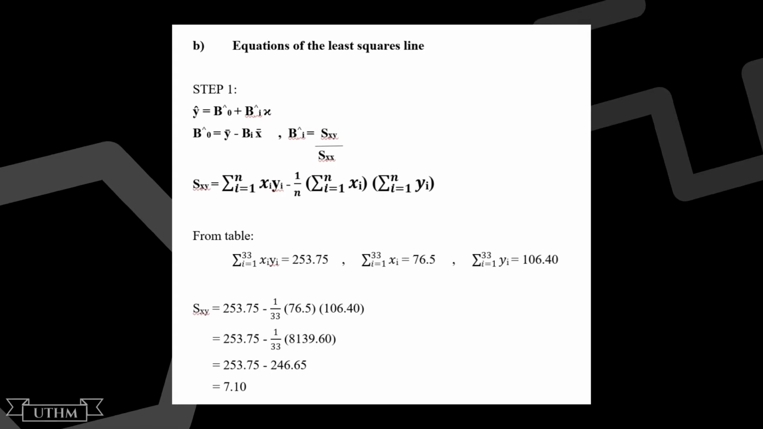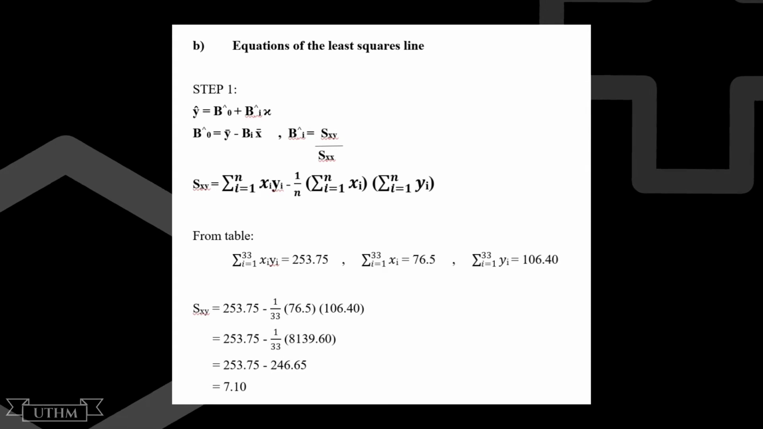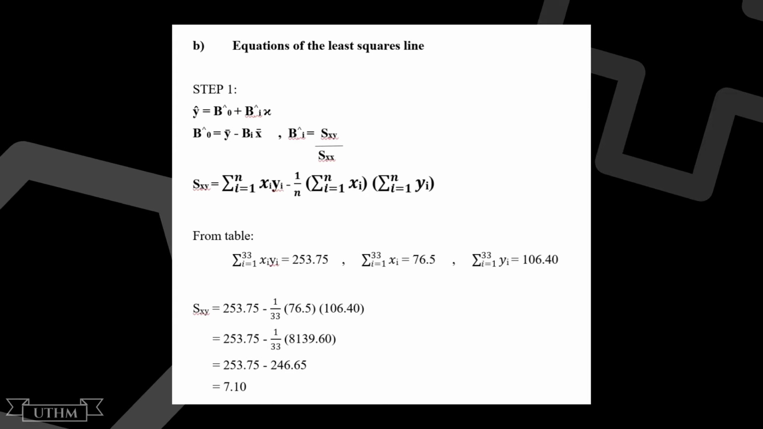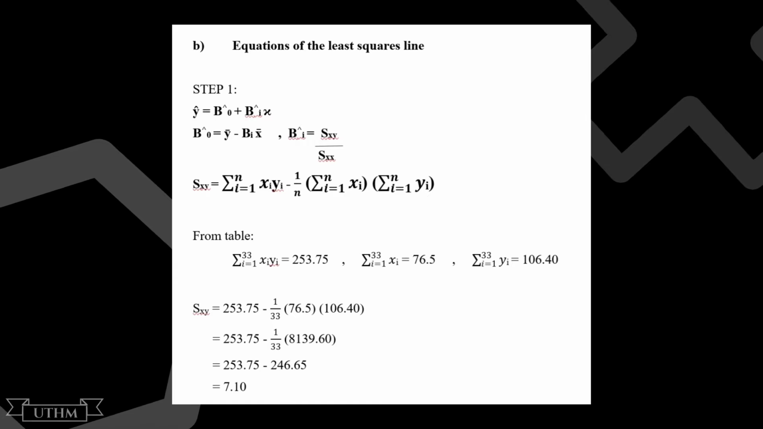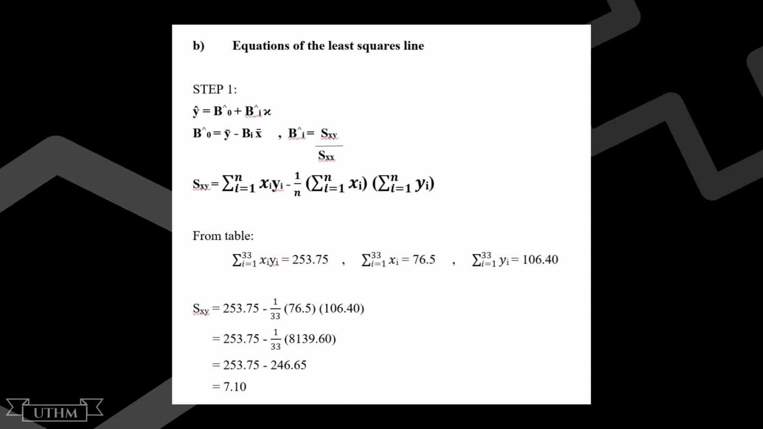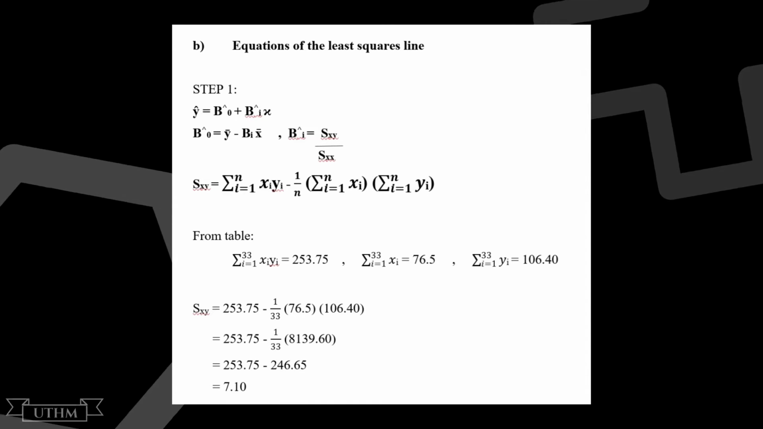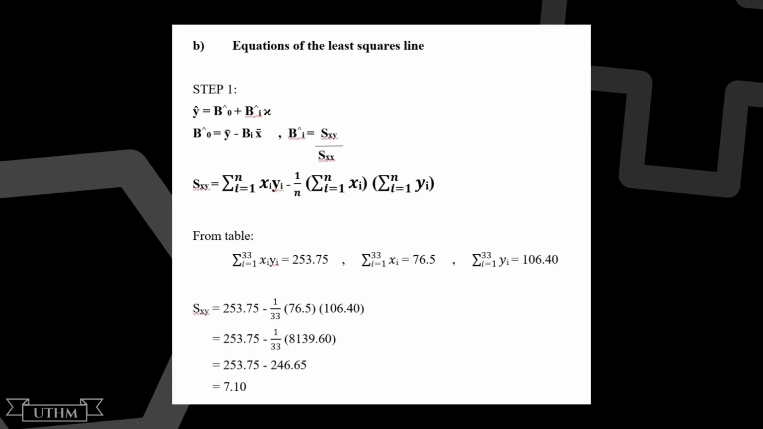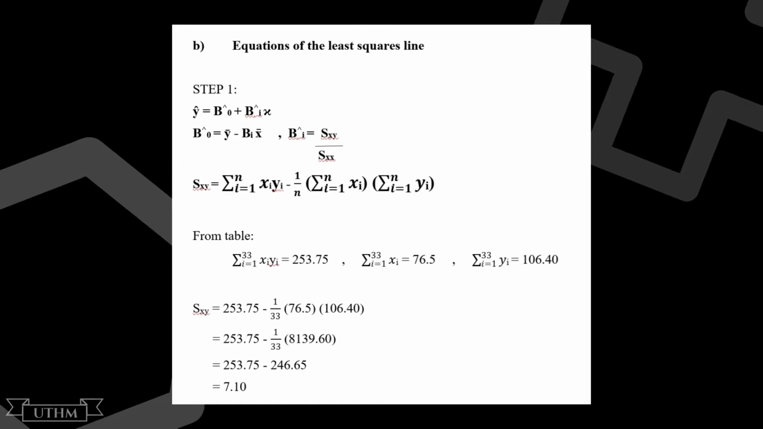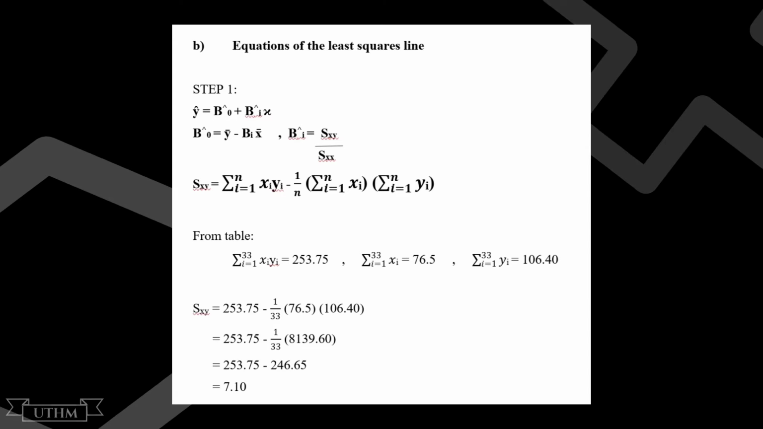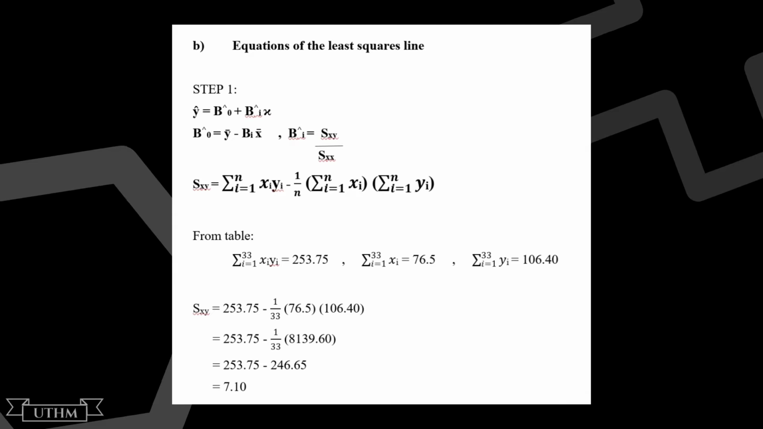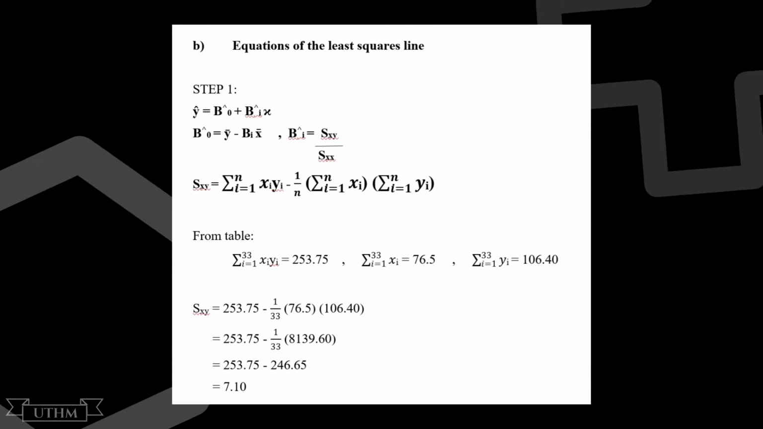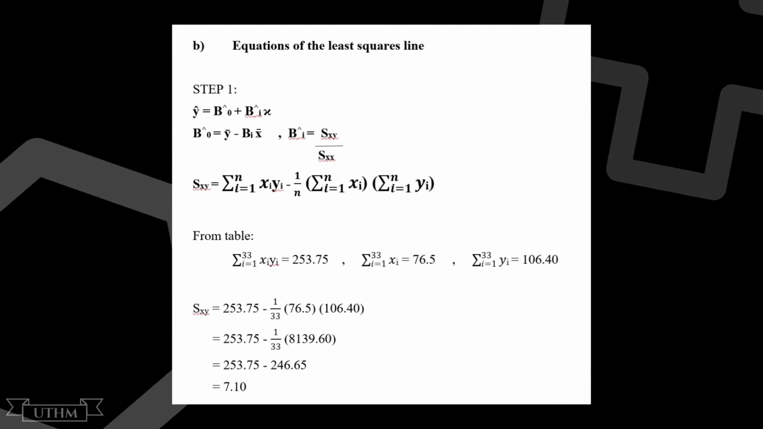For the first step, based on the table, we need to find the value of Sxy. The formula of Sxy is the sum of xy minus 1 per n multiplied with the sum of x and the sum of y. So, Sxy is equal to 253.75 minus 1 per 33 multiplied with 76.5 and 106.40. The value of Sxy is 7.10.